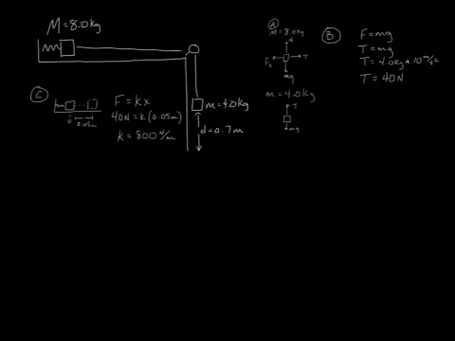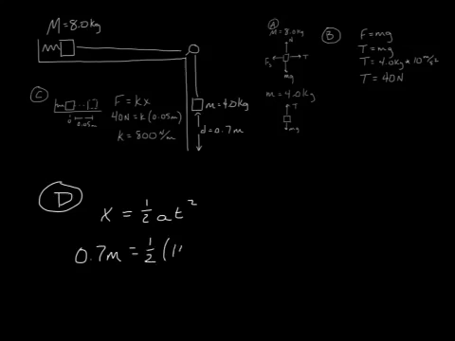Alright, so now the string is cut at point P. For part D, we are going to calculate the time taken for the 4 kilogram block to hit the floor. To do this, we are going to use the equation x equals 1/2 a t squared. For x, we are going to substitute 0.7 meters, which is the distance the 4 kilogram block is from the floor. And for a, we are going to substitute 10, the acceleration due to gravity.